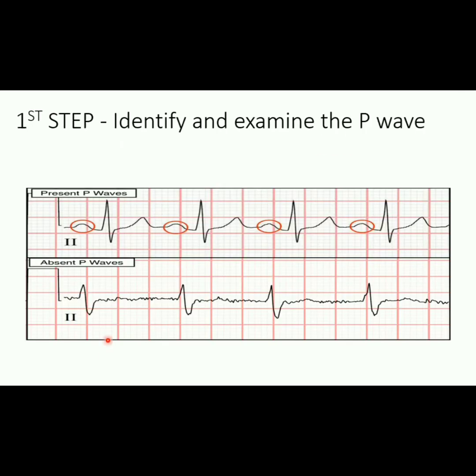The first step is identifying the P wave. A normal ECG would have a present P wave. If the P wave is there, it's quite normal, and if the P wave is absent, as you can see in this ECG picture where there is no P wave, this is a form of dysarrhythmia. Dysarrhythmia means abnormal or irregular heartbeat. So absence of the P wave indicates an abnormal or irregular heartbeat.